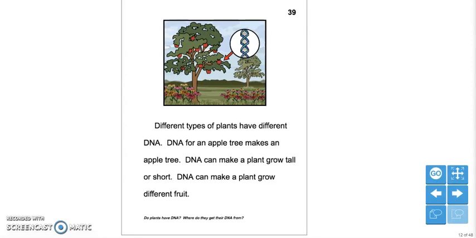Different types of plants have different DNA. DNA for an apple tree makes an apple tree. DNA can make a plant grow tall or short. DNA can make a plant grow different fruit.